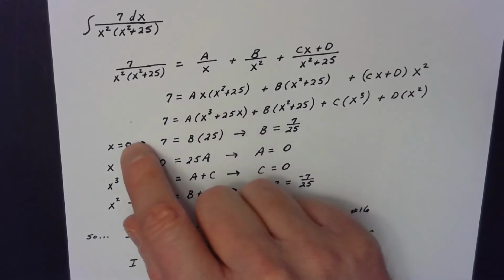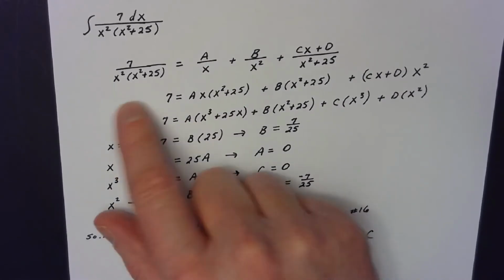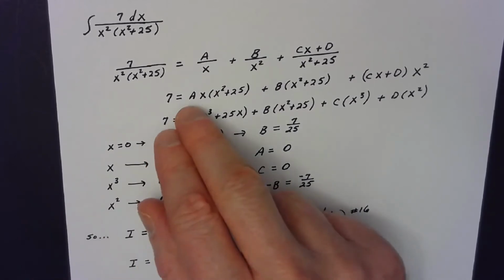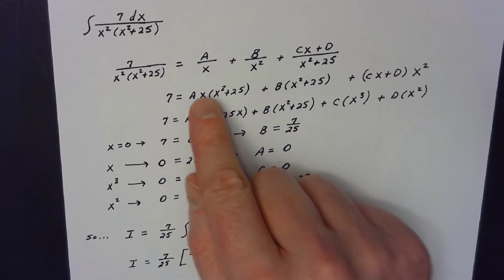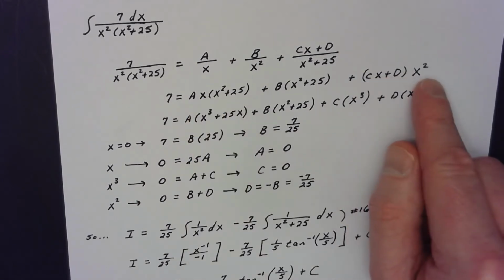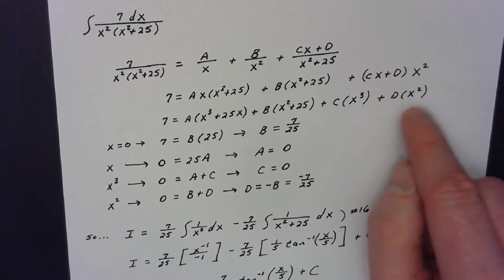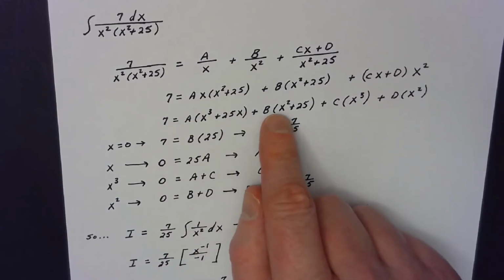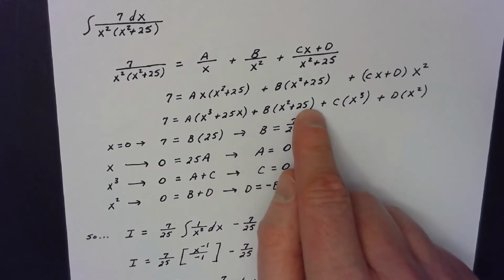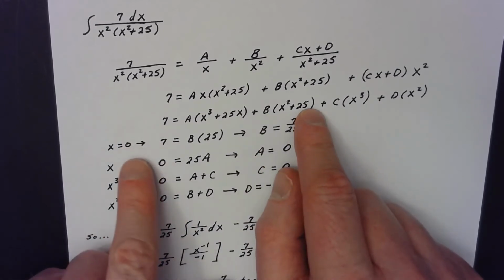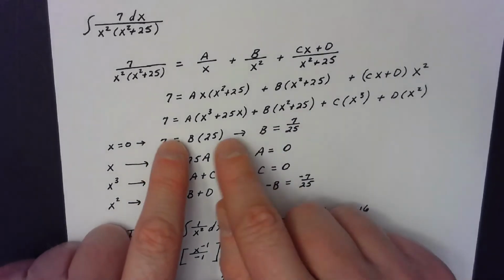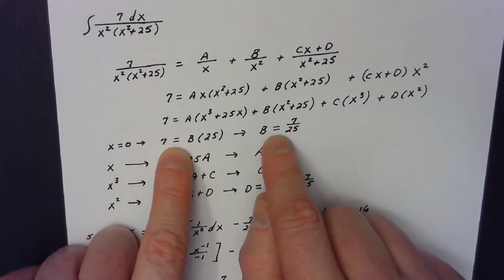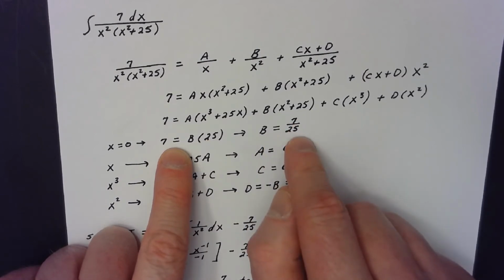Now I use this equation to solve for each of the A, B, C, and D terms. The only value that I can let x equal to solve for a term is if I let x equal 0. If I let x equal 0, I know that the A and the C and the D terms all cancel because they'll all be multiplied by a factor of 0. Whether I look at this or this, they're all multiplied by 0. But the B term is going to be multiplied by 25. So if I let x equal 0, it results in the equation 7 is equal to 25B. Thus I know B is equal to 7/25.